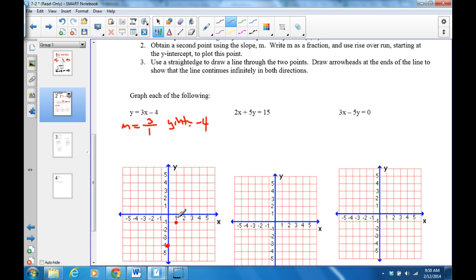You only need 2 dots to make a line. You could go again if you want from here. Rise of 3 over 1. You don't have to though. If you're using a ruler, that's probably the best way to make a good line. But it should look something like this. Okay?